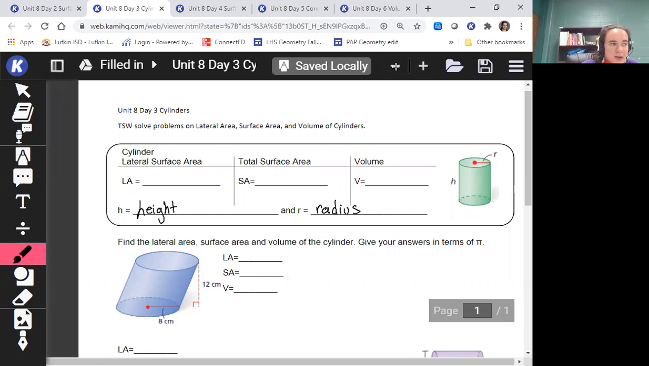Our formula for lateral area of a cylinder comes from circumference, so 2 pi r times the height of our cylinder. Then total surface area is 2 pi r h plus 2 pi r squared because we have two circles on the bottom and top. And then our formula for volume is the area of our base times our height. Please remember that the formula for area of our base is pi r squared for all cylinders.